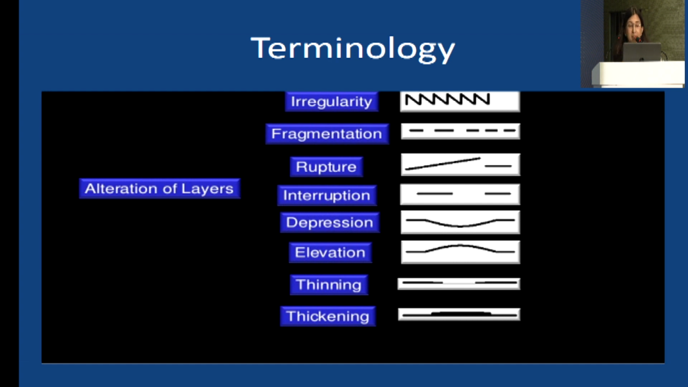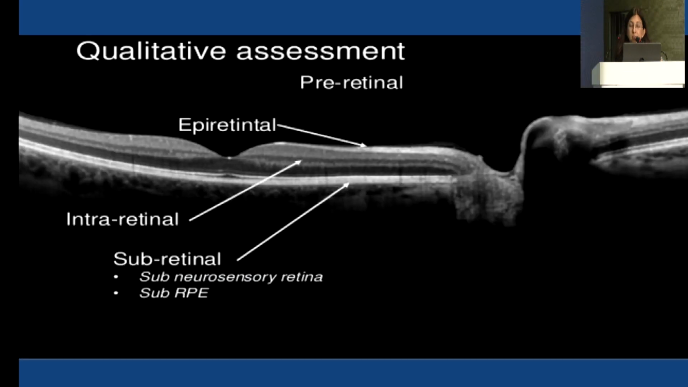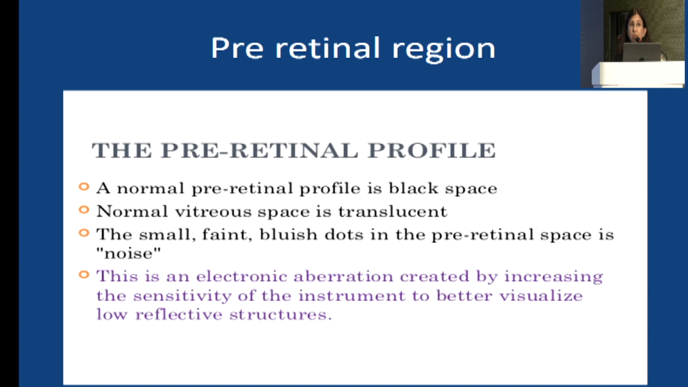Okay, sorry. So now coming to the actual assessment of the layers, we have divided into different regions: pre-retinal, epiretinal, intraretinal, subretinal, and sub-RPE. So these are the regions, okay? So this is how you see them. And these are the terms that you will use to actually describe the changes in the various layers, like irregularity, depression, elevation, fragmentation.